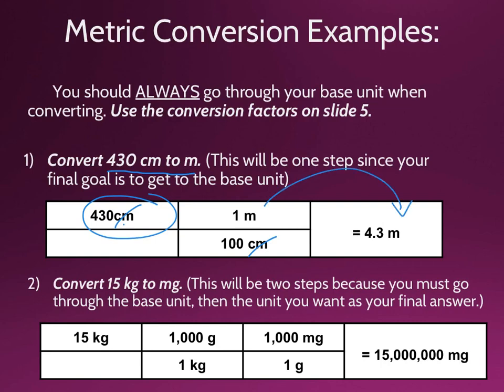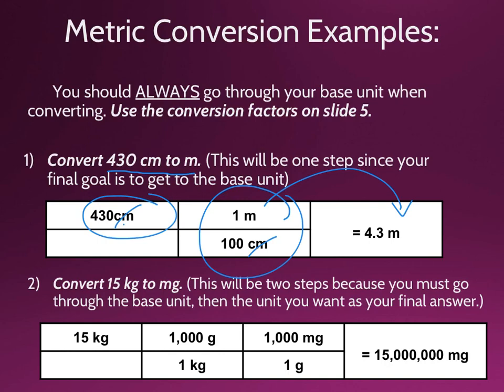So remember, every conversion factor needs to be a true statement. And if you go to the previous slide, 100 centimeters is equal to 1 base. So that's true. 1 base unit, or 1 meter, is equal to 100 centimeters. So I would take 430 times 1 divided by 100. That gives me 4.3 meters.